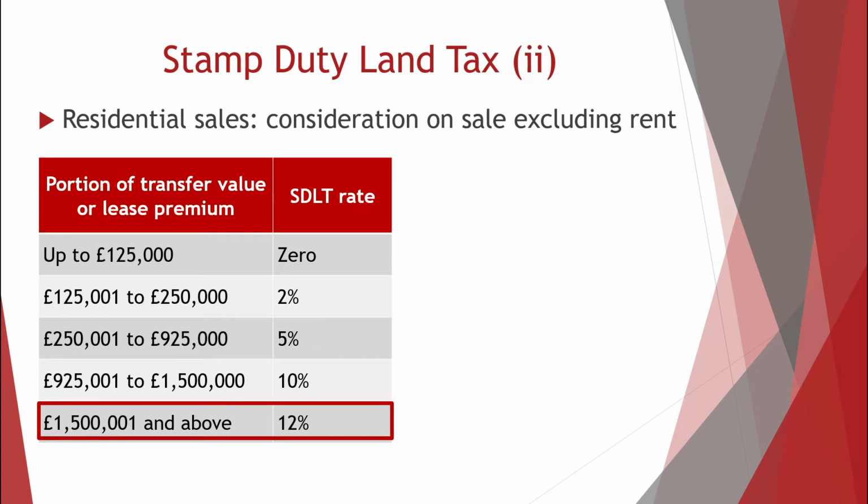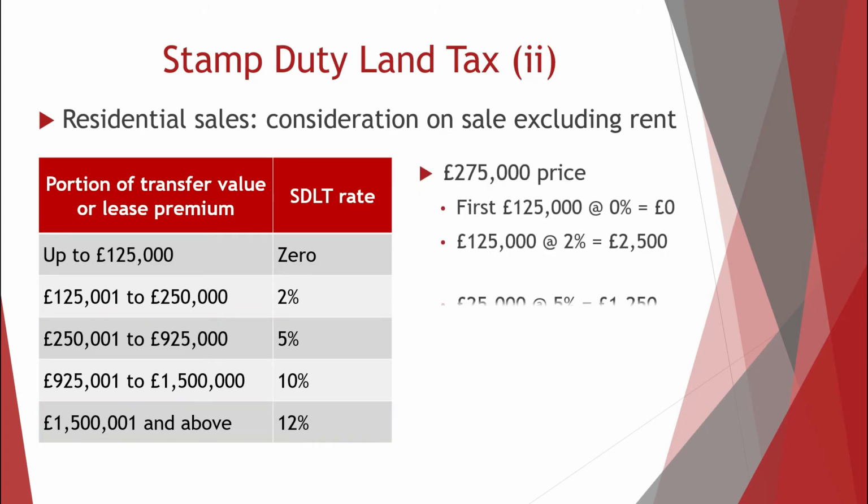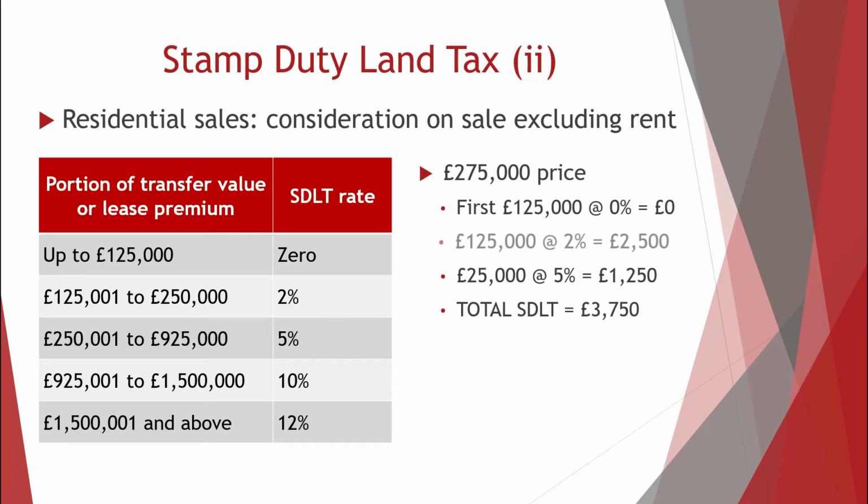So, for example, a buyer who pays £275,000 for his or her property will pay a total of £3,750 in SDLT, with 0% being paid on the first £125,000, 2% being paid on the next £125,000, and then 5% being paid on the remaining £25,000. First-time buyers are exempt from SDLT on the first £300,000 of a residential property.